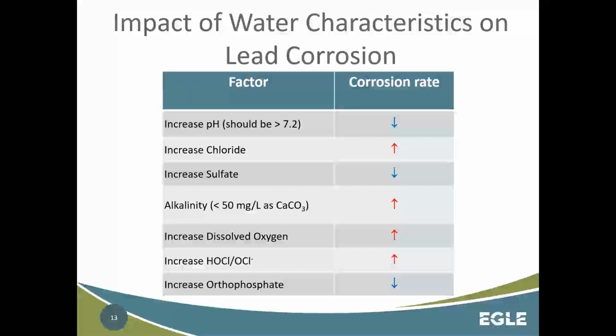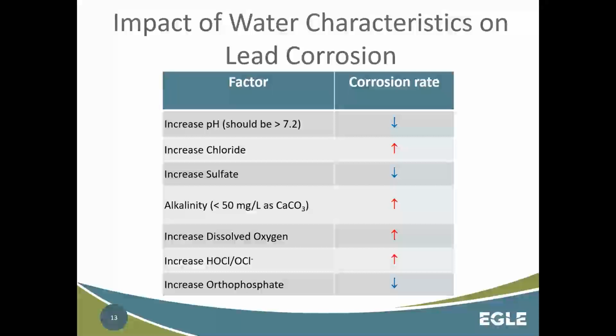So an increase in pH, greater than 7.2, how is that going to affect the corrosion rate? It's going to decrease that corrosion rate. If you increase the chloride, you're more likely to increase that corrosion rate. If you increase sulfate, you're more likely to decrease the corrosion rate. Okay, alkalinity that's less than 50 milligrams per liter as calcium carbonate is more likely to increase your corrosion rate.